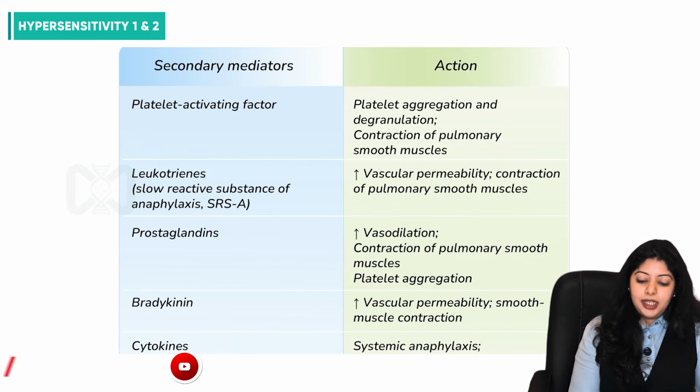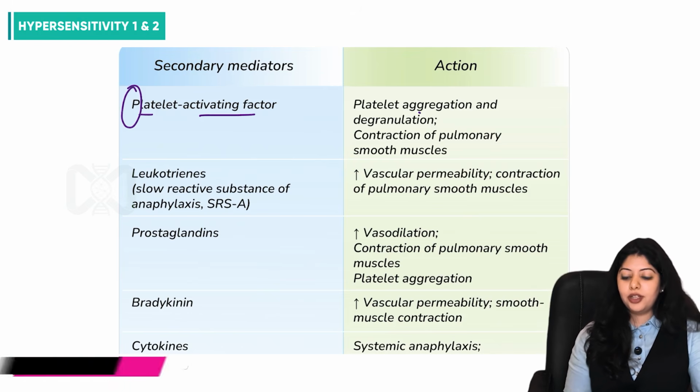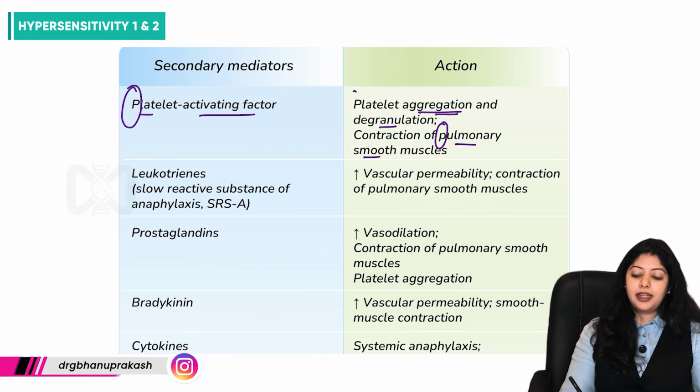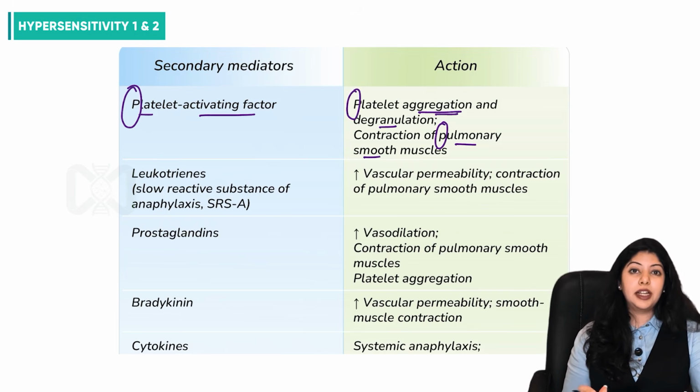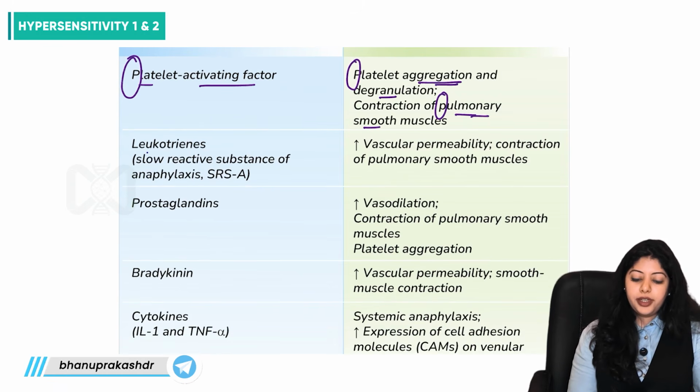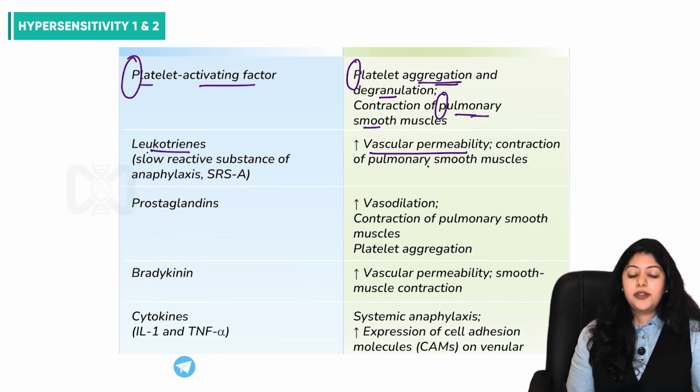We have platelet activating factor. The role of platelet activating factor is of course going to be aggregation and degranulation of platelets and contraction of pulmonary smooth muscles. So platelet aggregation is occurring, their degranulation is occurring, and also pulmonary smooth muscle contraction is happening. Then comes the role of leukotrienes. They increase the vascular permeability as well as lead to pulmonary smooth muscle contraction.